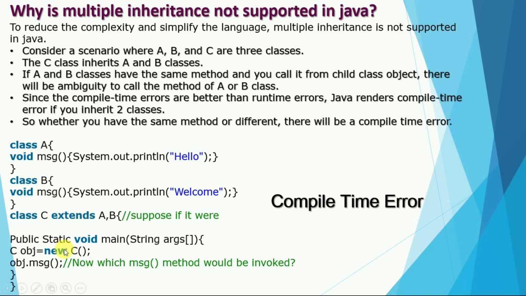Okay, so in the main method we create an object and call the default constructor of C, but we are trying to call the message method. Now which message method would be invoked, because the same signature method, message, is present in both class A and class B. So there is a confusion. Since compile time errors are better than runtime errors, Java raises a compile time error if you inherit two classes. Whether you have the same method or different, there will be a compile time error. That's why Java does not support multiple inheritance. Okay, I hope you understood.